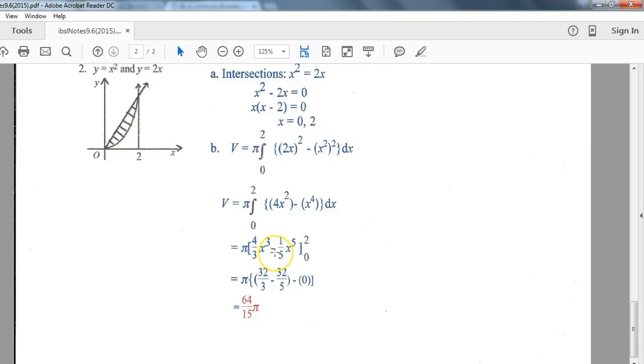But if we were to now integrate each function, so this one's going to become x to the 3rd over 3. This one becomes x to the 5th over 5. And so we get this look here for the integral. We can now just do one evaluation process from 0 to 2. So plug in a 2 and a 0 and subtract. And it's going to bring you down to this look here. And then we'll bring in pi at the end, and we have our volume.